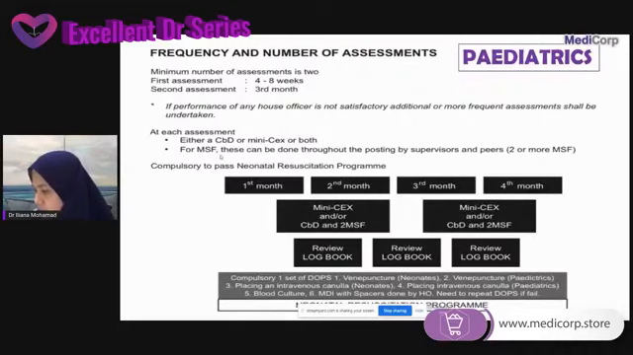Okay, this is an example before we go to the compulsory procedure and topics. This is for pediatrics. For pediatric, the minimum number of assessment is 2. So you will usually need 2 CBD and 2 mini CX. So this will be the rough timeline.